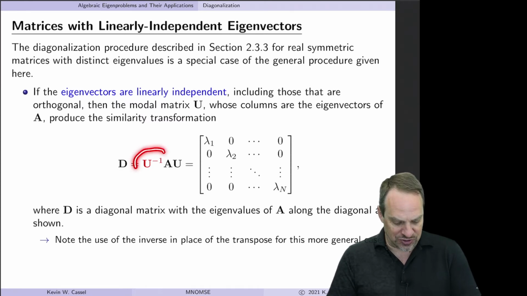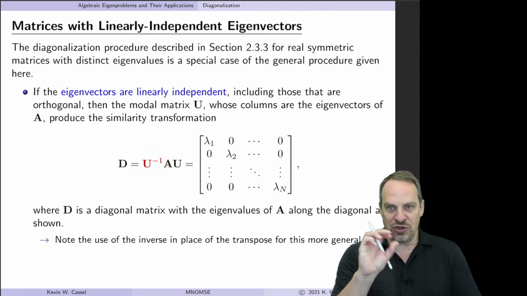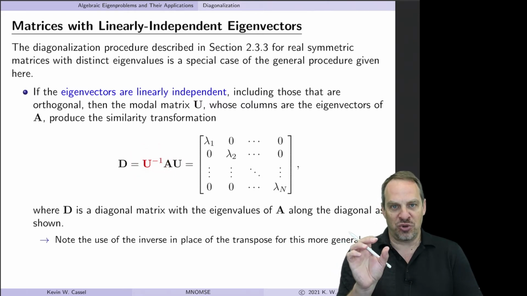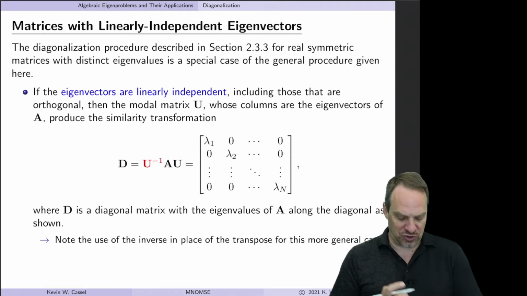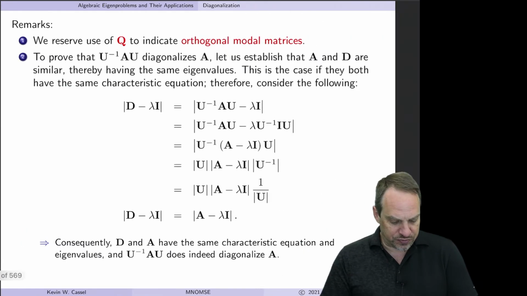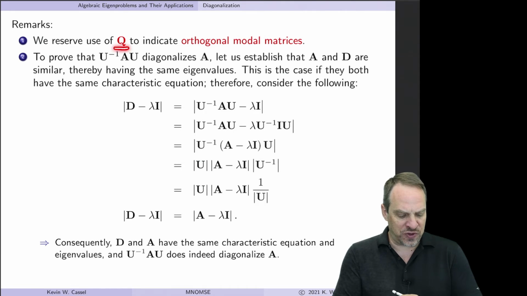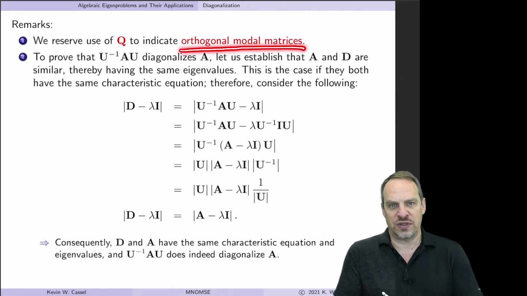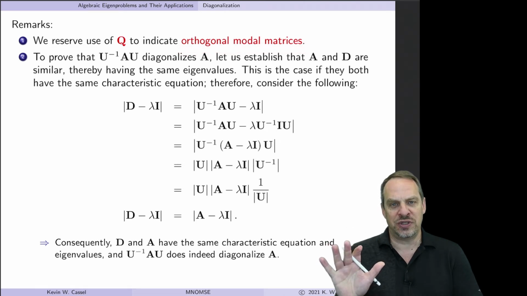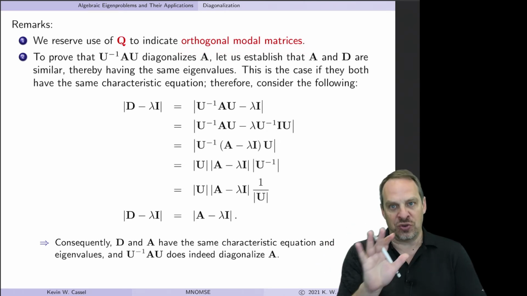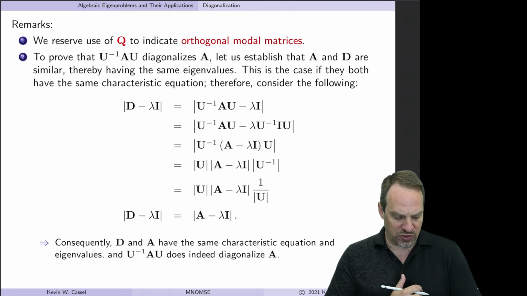So again, you're noticing the big change here is now we're using U instead of Q, so general modal matrix, and we have to use the inverse instead of the transpose because of that. So just to remind you, I'm reserving use of Q for orthogonal modal matrices. Okay, so U is a general modal matrix, and Q is a U that happens to also be orthogonal.